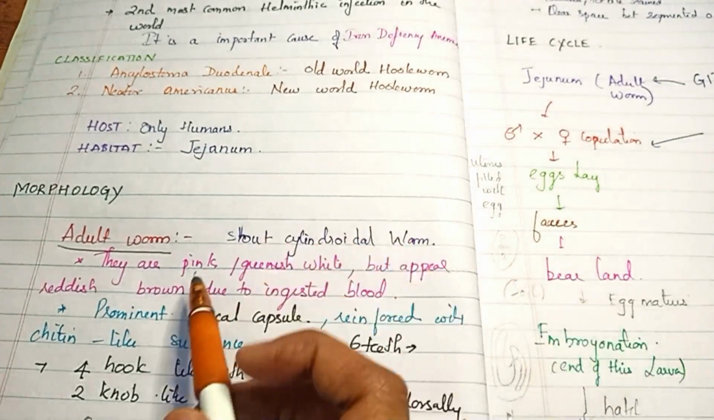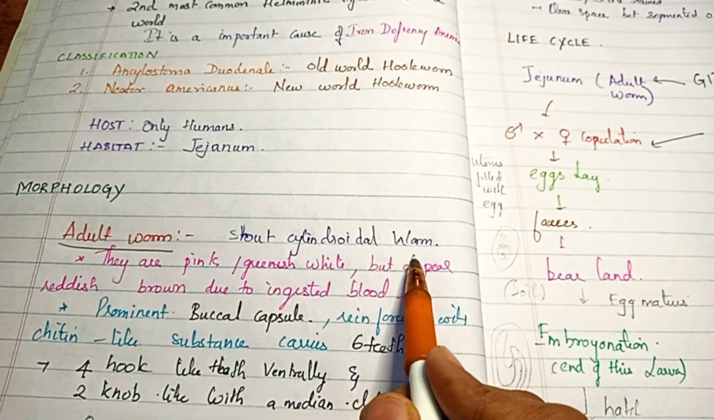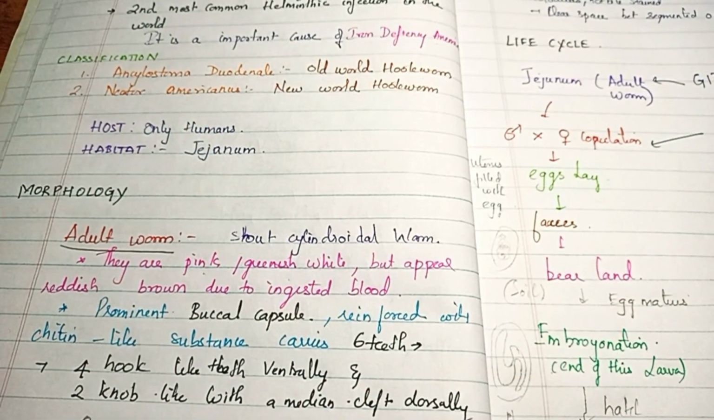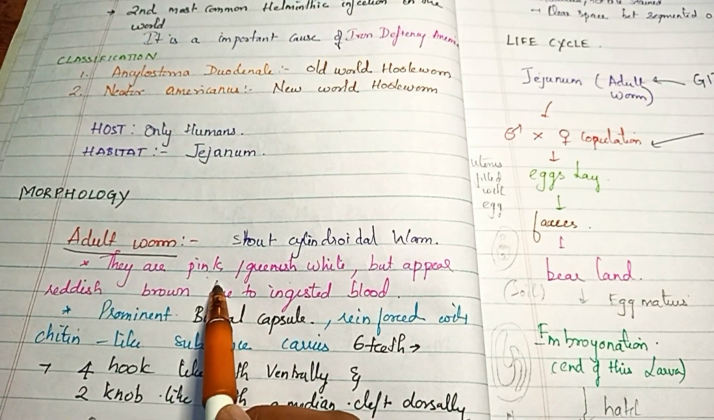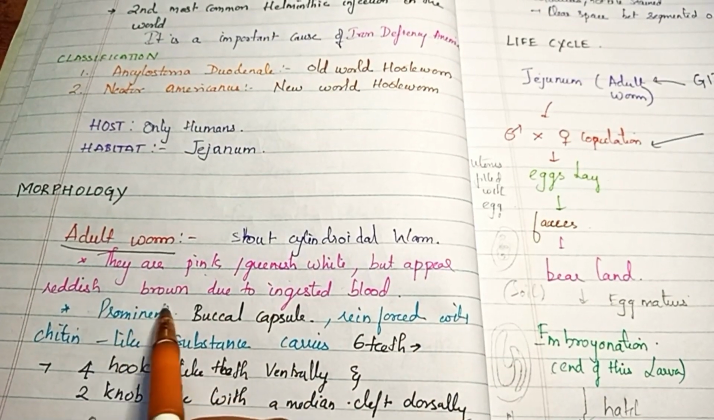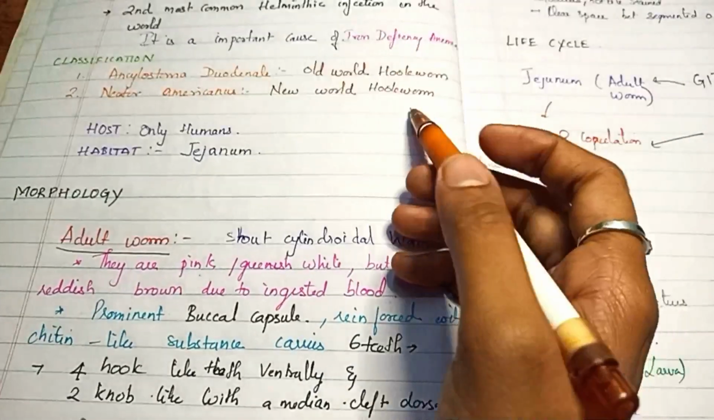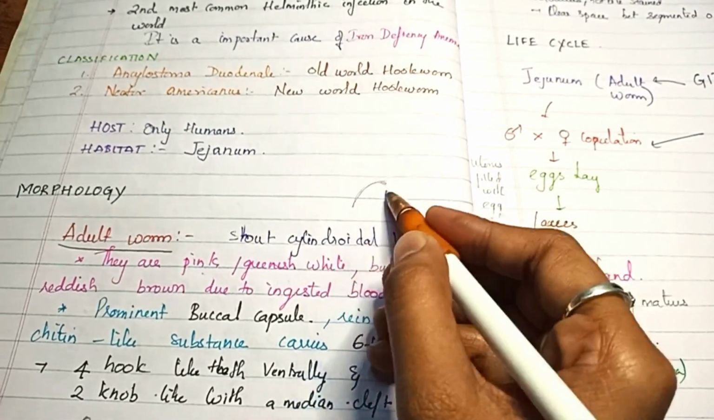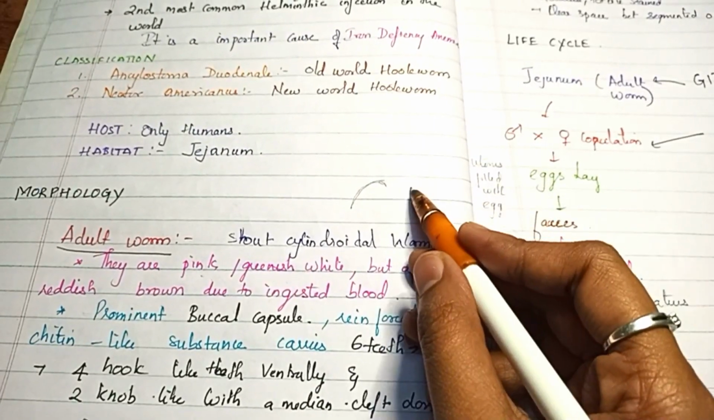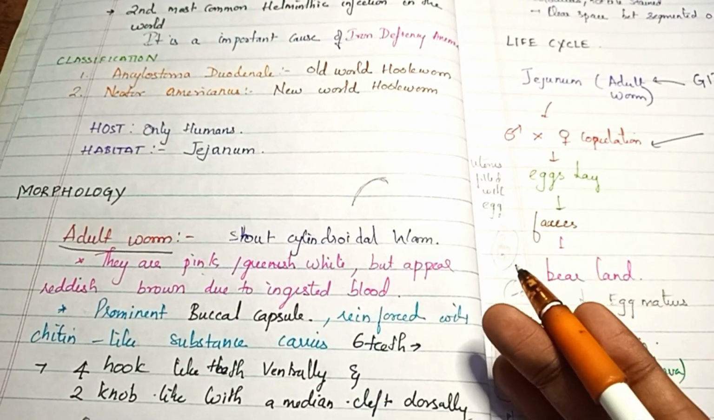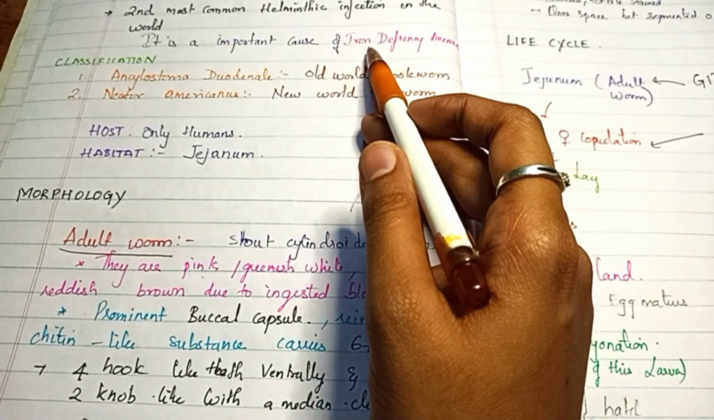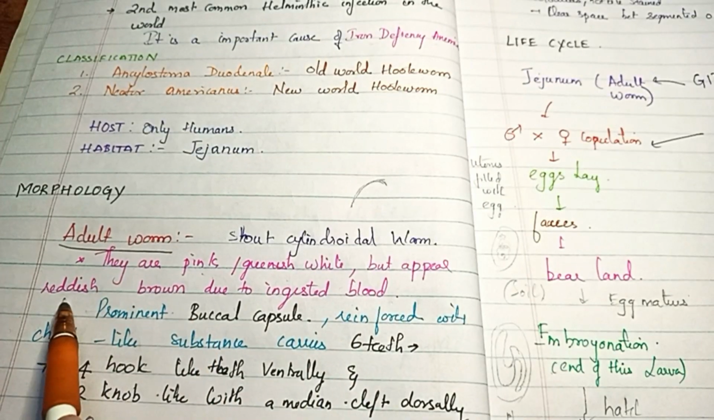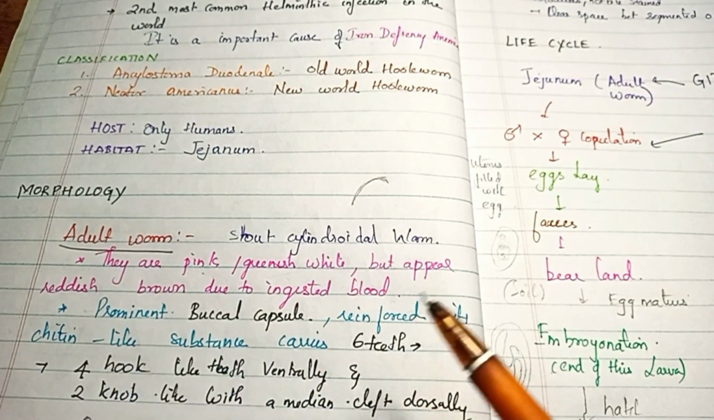So morphology of an adult worm: they are cylindrical and pink or grayish white. Most of the worms will have this character, pink and grayish white, but appear reddish brown due to ingestion of blood. These are hook-like structures. They bind to the mucosal layer of the intestine, which causes excessive bleeding, and that eventually causes iron deficiency anemia. Because of that, this worm also becomes reddish brown in color.